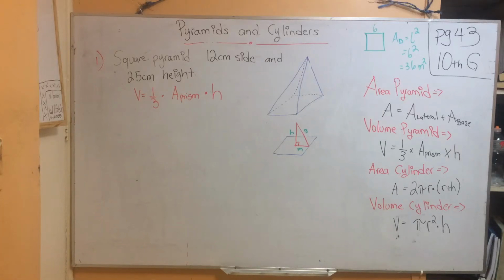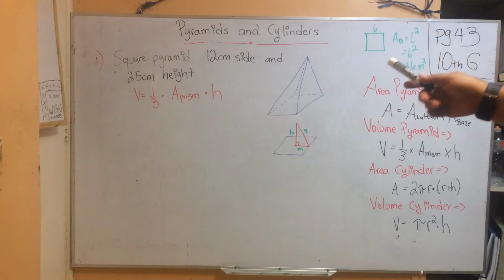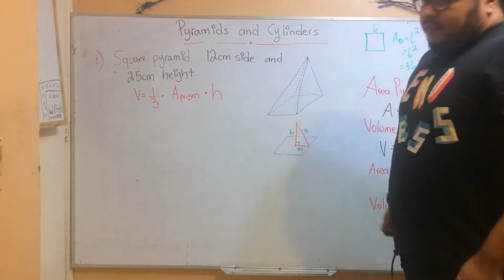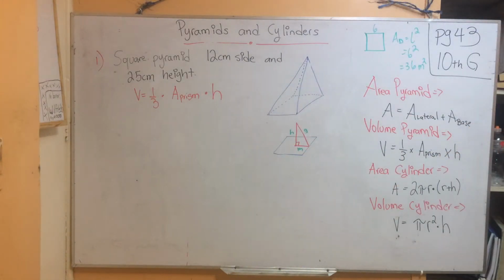Now we're going to work on the volume of a pyramid. The volume of a pyramid is 1/3 times the area of the base. Remember that the area of the base is the area of whatever type of figure it is. It could be a square, a pentagon, a triangle, whatever. So 1/3 times the area of the base times the height.